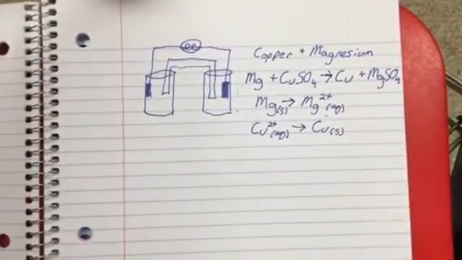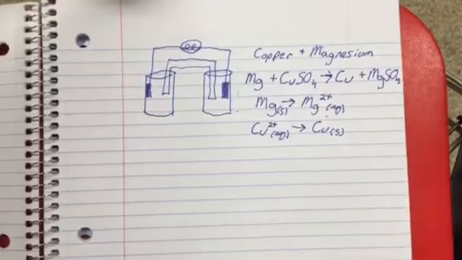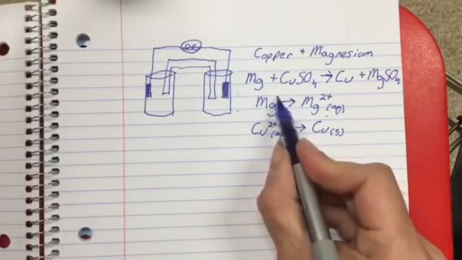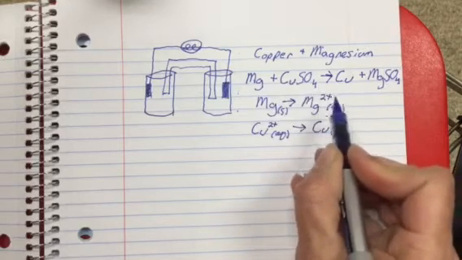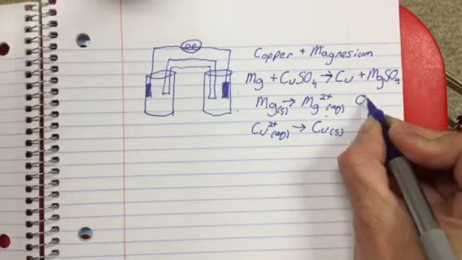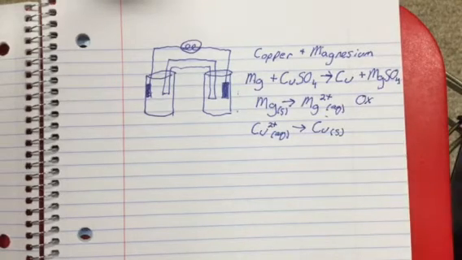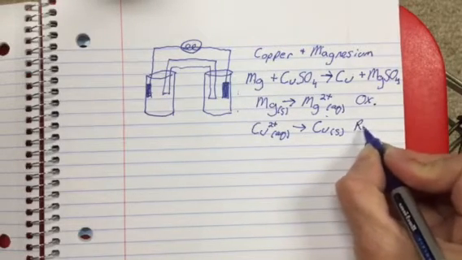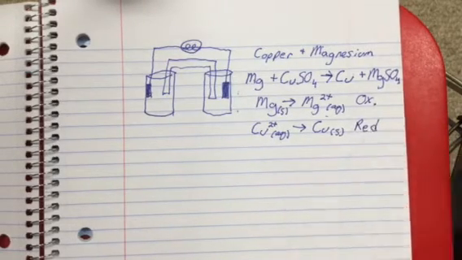Okay, now we need to know which is which half of the reaction. So I have a 0 charge going to a 2 plus charge. This charge got bigger. Since our oxidation number goes up, this is our oxidation half reaction. And then our 2 plus goes down to a 0. The copper has been reduced.